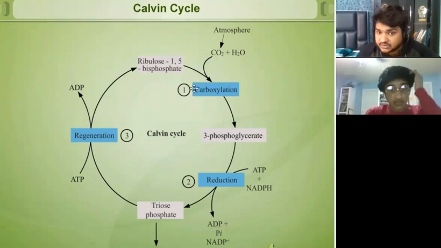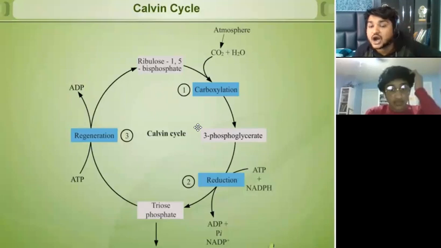I told you carbon dioxide is coming. And this RUBP is of 5 carbon. So 5 carbon and one more carbon. So this is the carboxylation. So this 3 PGA is getting formed. 3 PGA is of only 3 carbon.